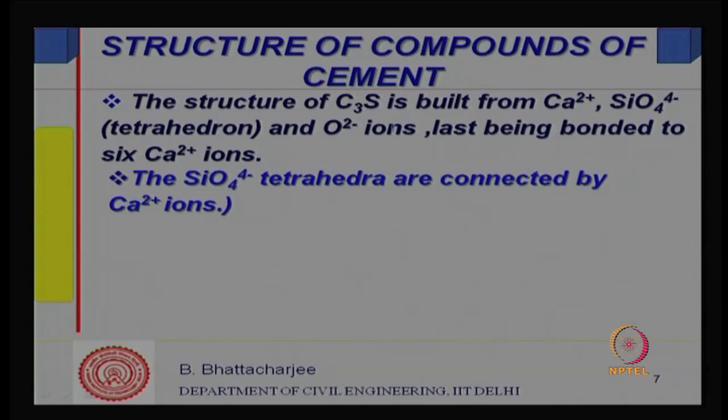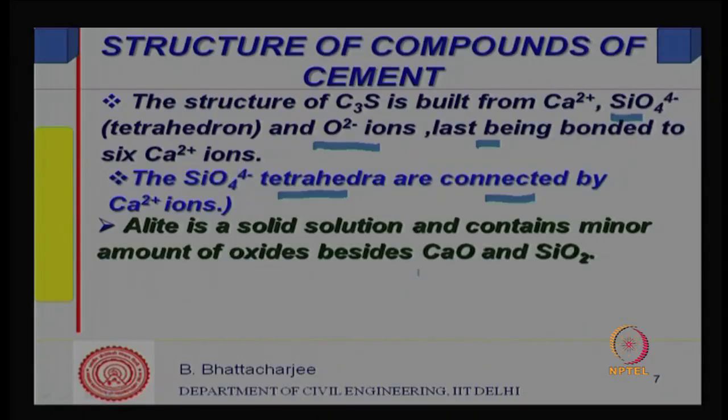So, the structure of C3S is built up of calcium ions, SiO4 tetrahedra and oxygen ions. These are bonded to calcium ions, and the SiO4 tetrahedra are connected by calcium ions. Let us see how it is.